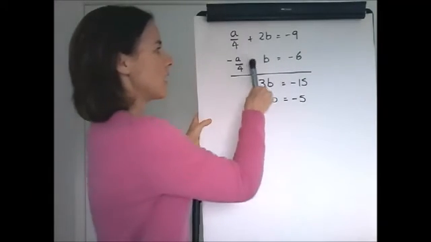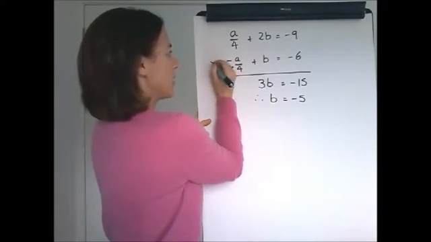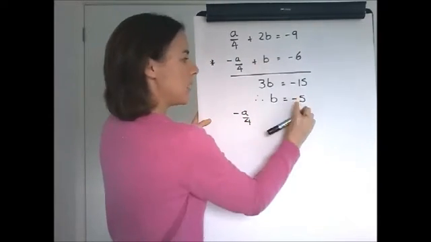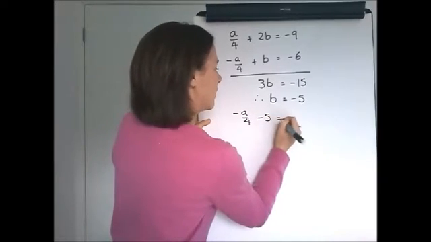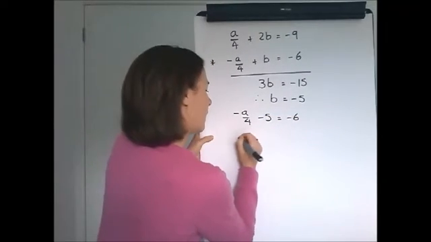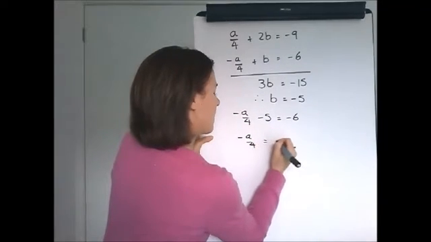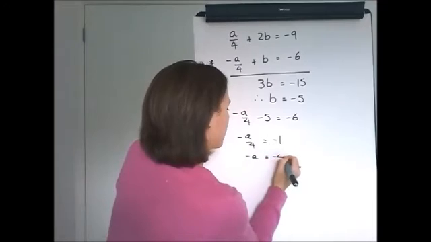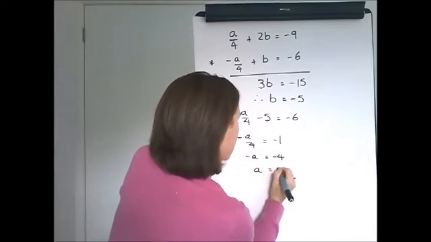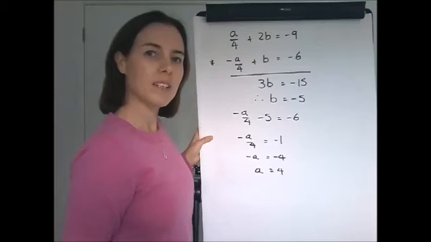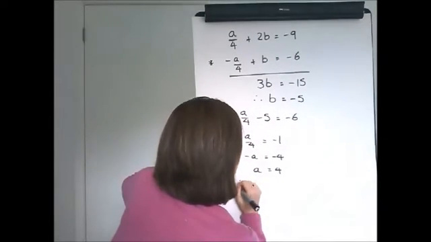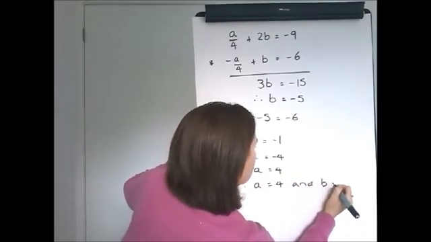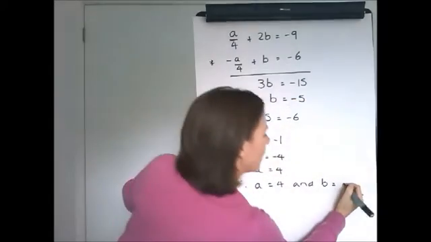Sub that back into either one of the equations. I might use this one. -a over 4 plus b, minus 5, equals -6. -a over 4 is -1. Therefore, -a is -4. A is +4. So our solutions are A equals 4 and B equals -5.